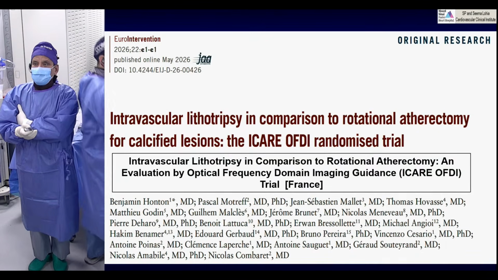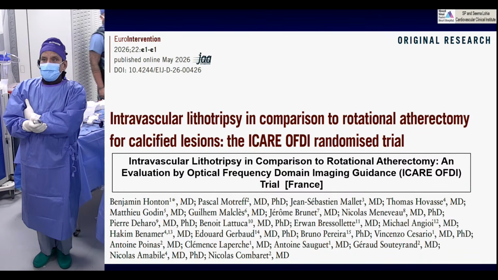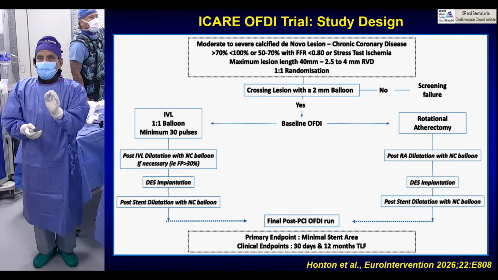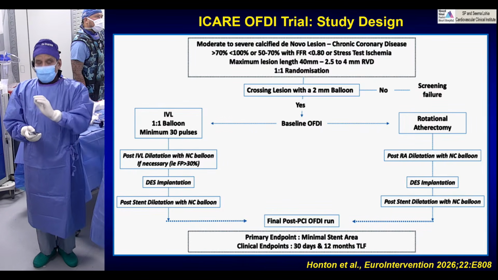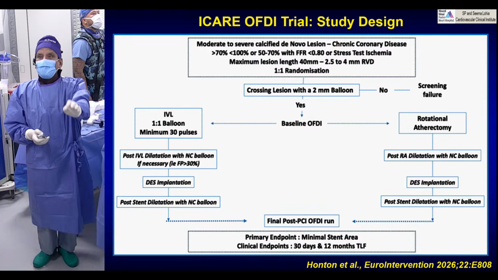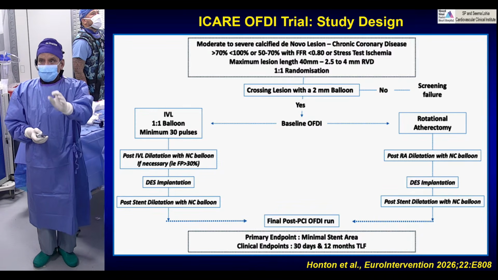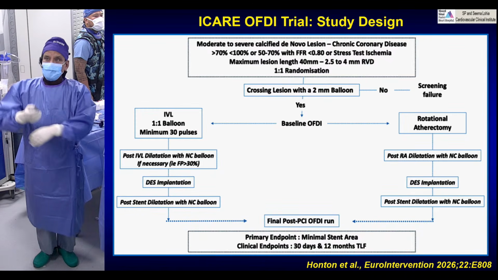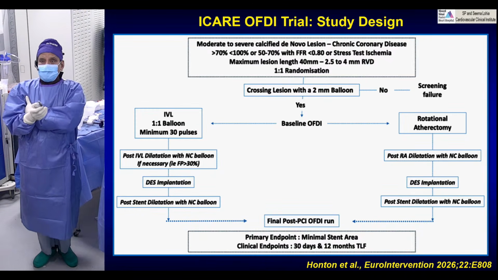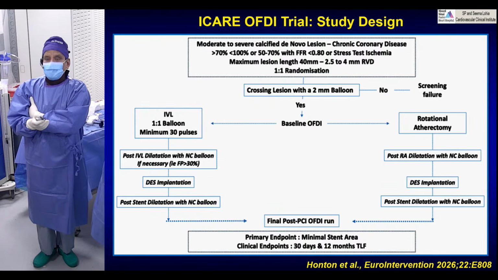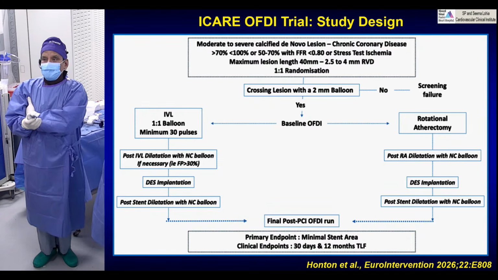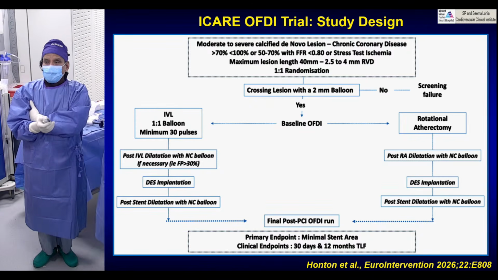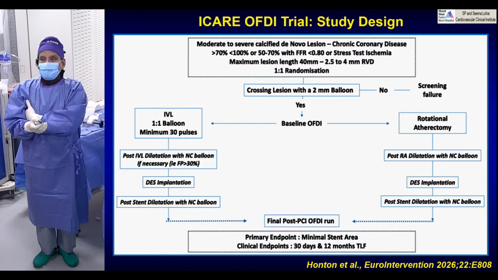ILUMIEN OFDI is the trial comparing IVL versus rotational atherectomy in calcific lesions. So all patients had an OCT. So this is very clear. What they did is, once the patient was there, they put a balloon across in every case. Once it is crossed, then they are randomized. If not crossed, the patient was a screen failure. After crossing, they did the OCT, and IVL and rotational atherectomy 1-to-1. They gave 30 pulses, so the more you could give, but a minimum of 30 pulses. After rotablation, do a non-compliant balloon, then DES, and then you do a final OCT run, which is called OFDI.